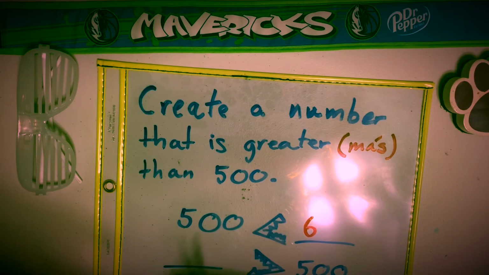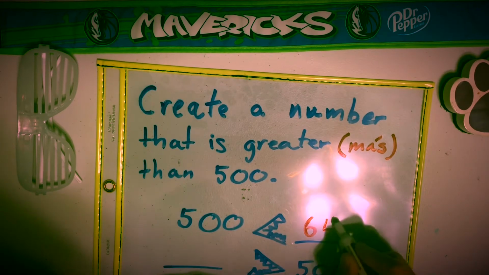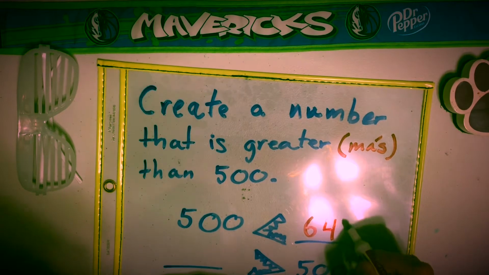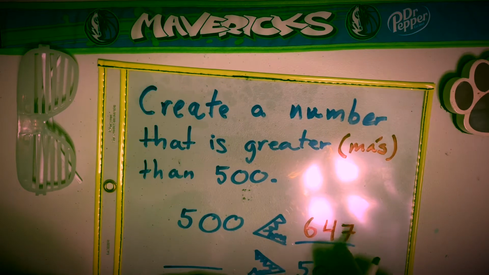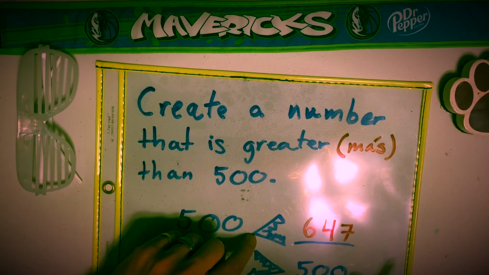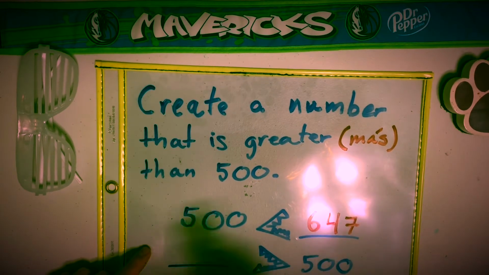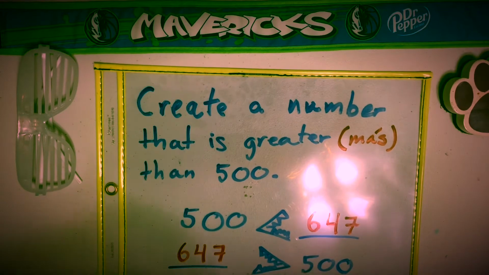Let's see. How many tens would I like to do? I want to do 4 tens. And how many ones do you think is a good idea? You know what? I'm going to do my favorite number, 7 ones. 647. So this says 500 is greater than 647. Over here, I'm going to flip it, and it also will look like this. 647 is greater than 500.